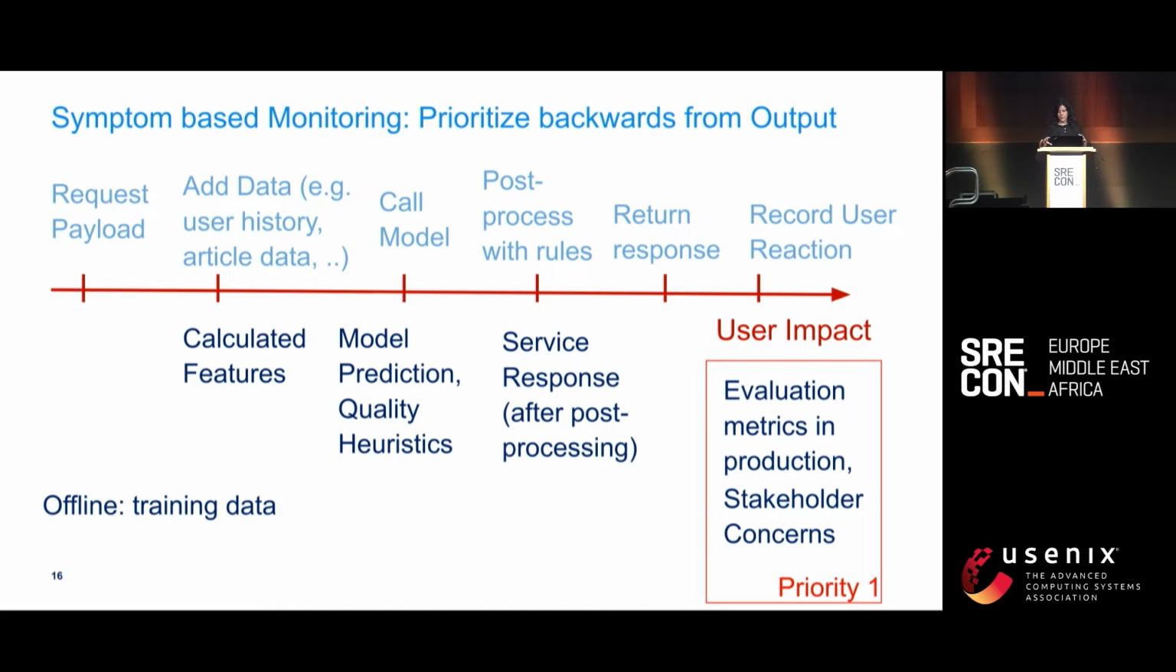And here I map a few candidates that you could monitor. We'll talk one by one through them. So let's start with the right-hand side. The first obvious candidate for me was evaluation metrics in production and stakeholder concerns.